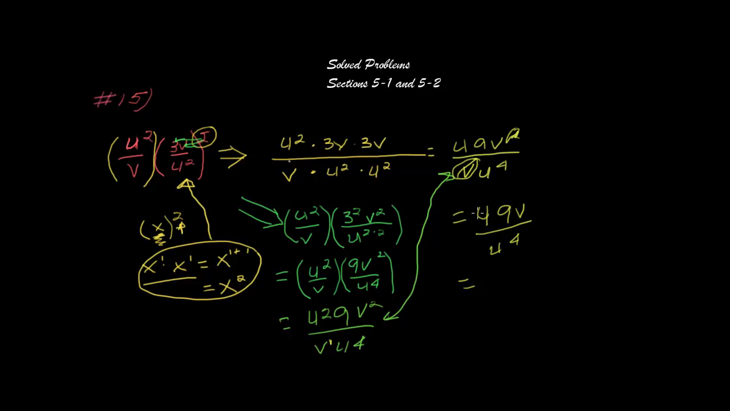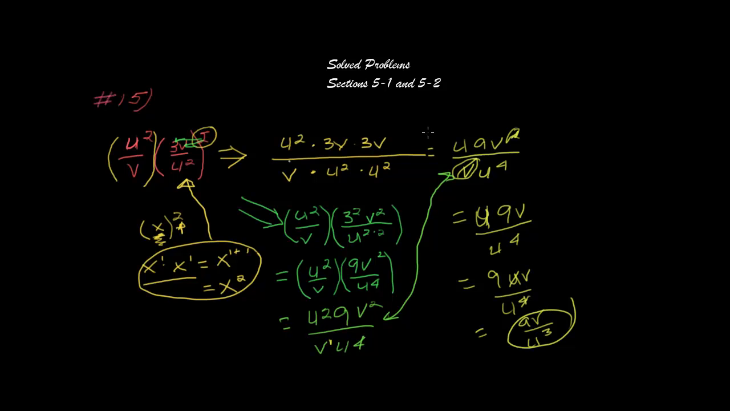I know that looks like a 4, but that's a u. Now, it's common that we write the coefficient first, so we go 9uv all over u to the fourth. Well, we can notice that we have one of these here. So this can further simplify to 9v all over u to the third, which I'm hoping is the correct answer.